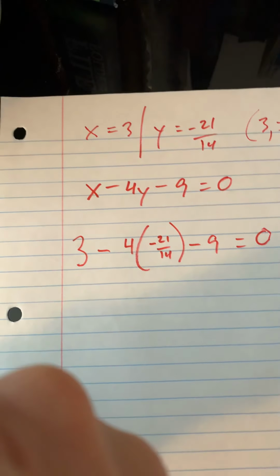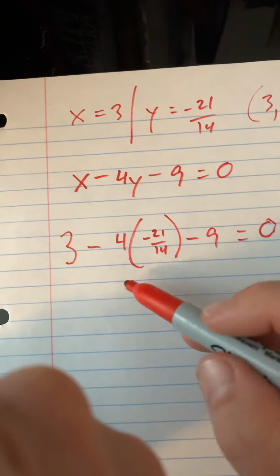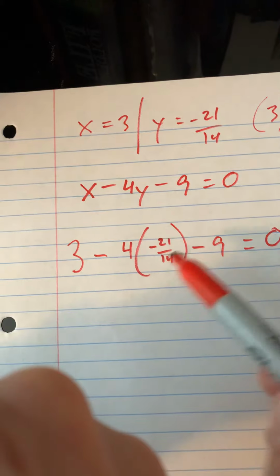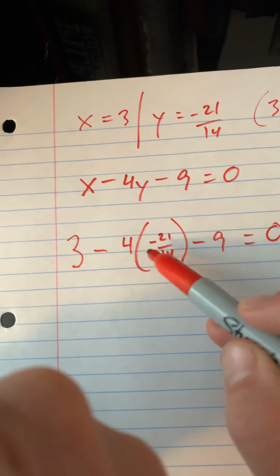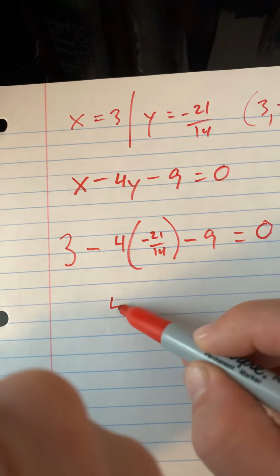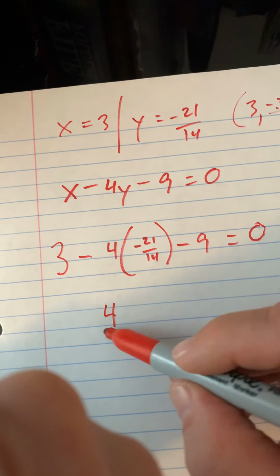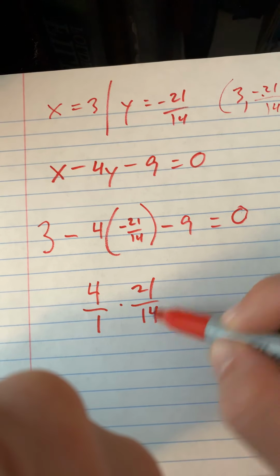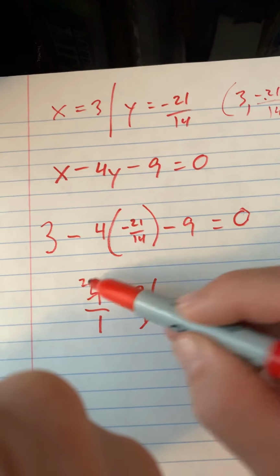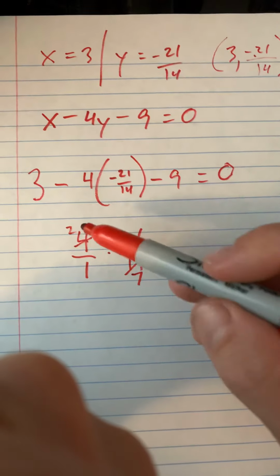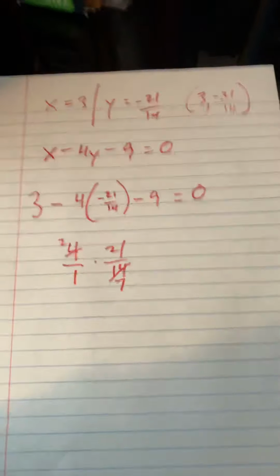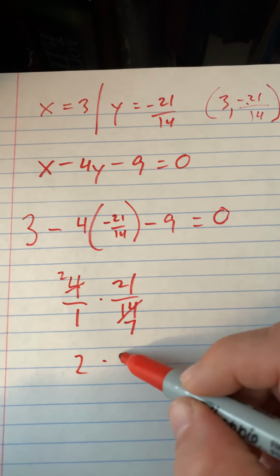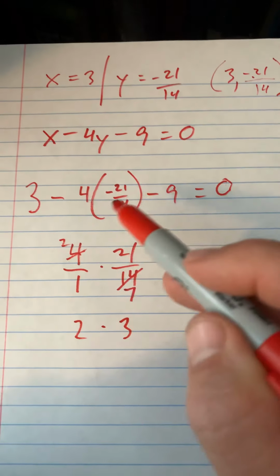Remember, I think we've already done this exact one once already, but let's just do our multiplication here. We have our 3 that we've already plugged in. That's a negative 4 times a negative 21 over 14, which is the same thing as a positive times a positive. So 4 over 1 times 21 over 14. Remember, 2 over 1 is 2, times 21 over 7 is 3. So that's 6. All of this right here gives us positive 6.